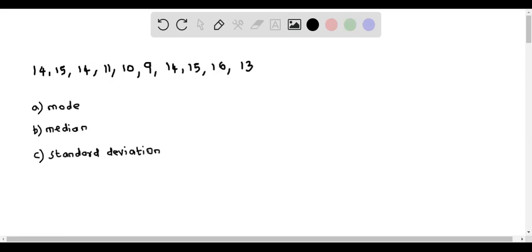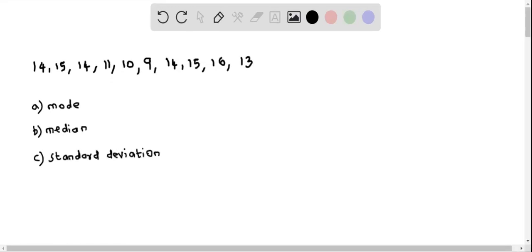Let's now determine the mode, median, and standard deviation of this data set. So these numbers represent the maximum daily temperature in degrees Celsius recorded over 10 days. So first, let's determine the mode.